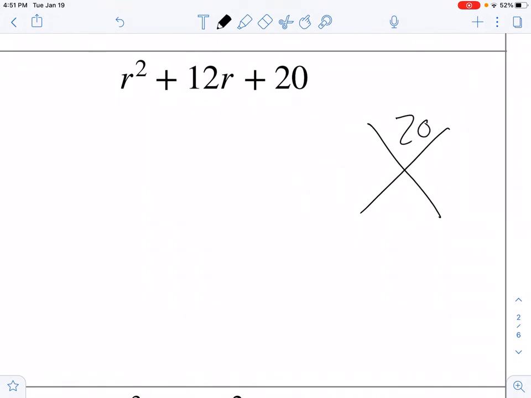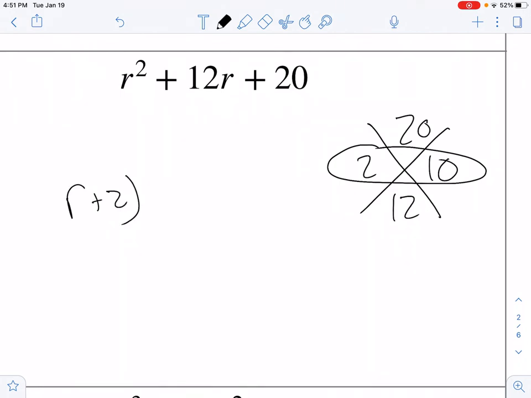So 20 and 12, that's going to be 2 times 10. And now that I have my side numbers, I'm saying r plus 2, r plus 10.